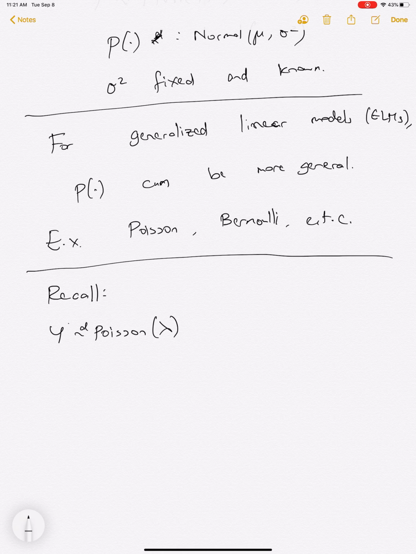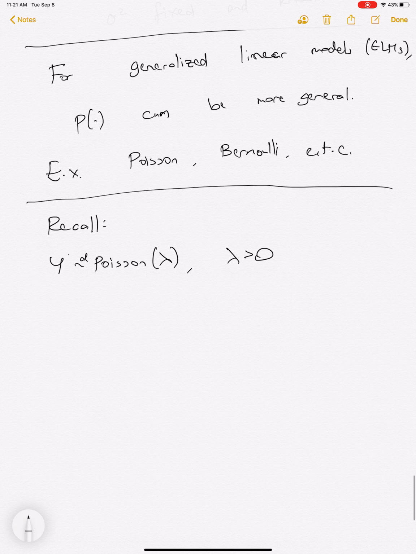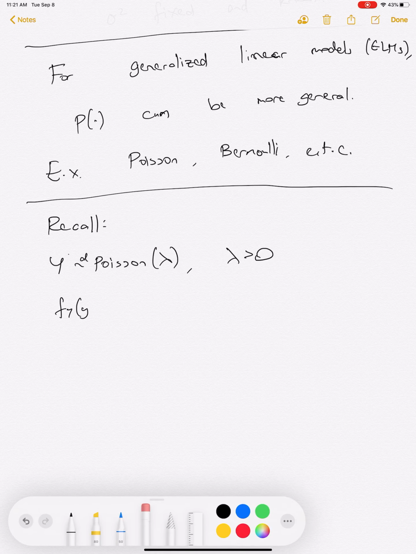So recall, for example, Poisson lambda. We need to assume that lambda is bigger than 0. This is like a rate parameter. So what we have here is that, sorry, let me use this notation.